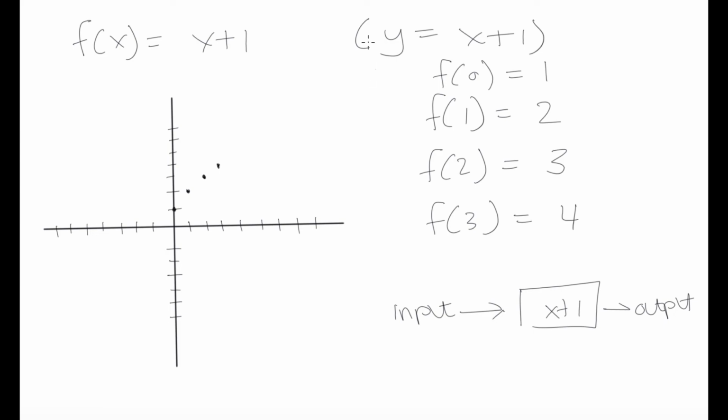So this graph is just going to keep going linearly in this direction. And that is the graph of this function, f of x is equal to x plus 1.